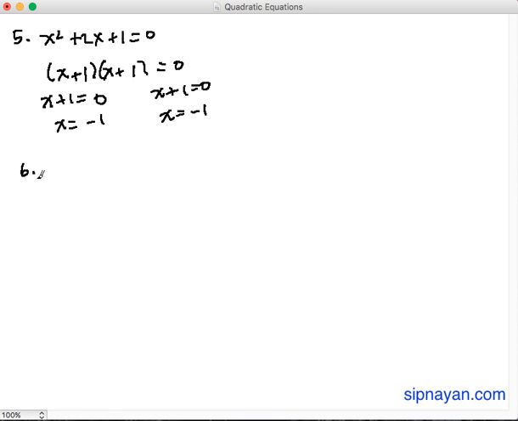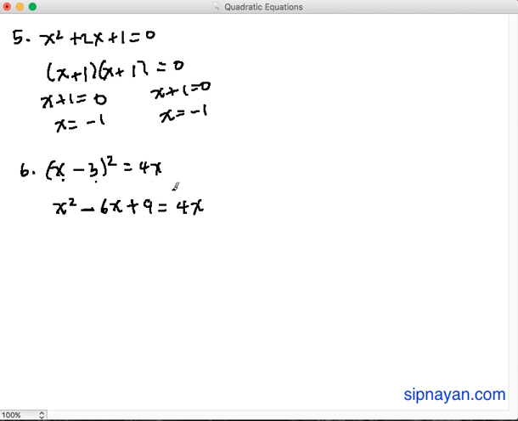Number 6, we have x minus 3 squared equals 4x. Ano ulit yung x minus 3 squared? You square the first term, and then you copy the sign, and then multiply the first term and the last term times 2, no? So, 2 times 3 is 6, di ba? So, 6x, and then square the last term. Of course, if you square a number, dapat magiging plus siya, no? Positive siya. So, plus 9 equals 4x.